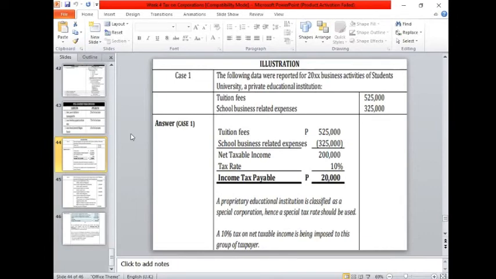So let us compute for the tuition fee, less expenses, of course. So the net taxable income is 200,000. Then 10% special tax on the private education. So the income tax payable is 20,000. So that is the special tax to be computed.